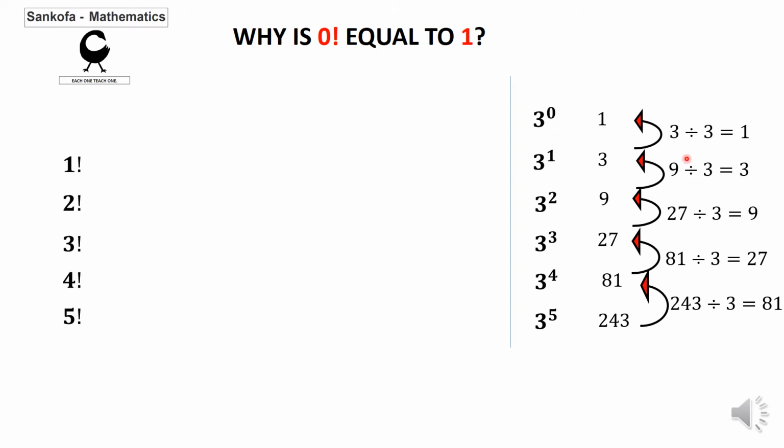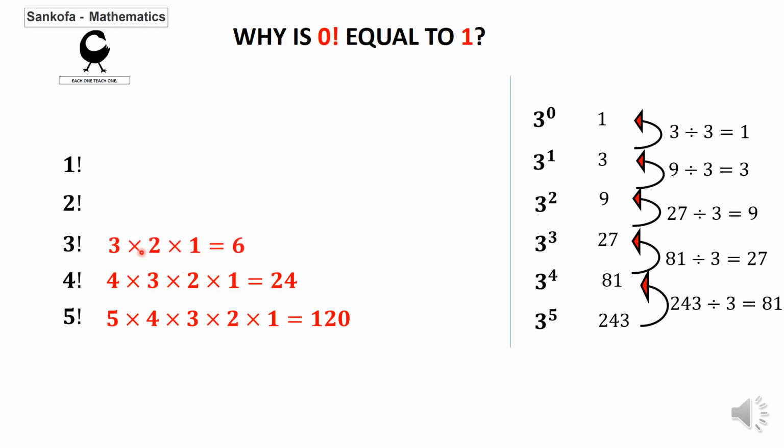So I'm going to use this very same reasoning here. I hope you know that 5 factorial is the same as 5 times 4 times 3 times 2 times 1, which gives you 120. I'm going to reverse this process the same way that I did with the powers of 3. So 4 factorial is 4 times 3 times 2 times 1, which is 24. 3 factorial is 6. 2 factorial is 2. And 1 factorial is 1. Okay, we're going to bring in 0 factorial later.